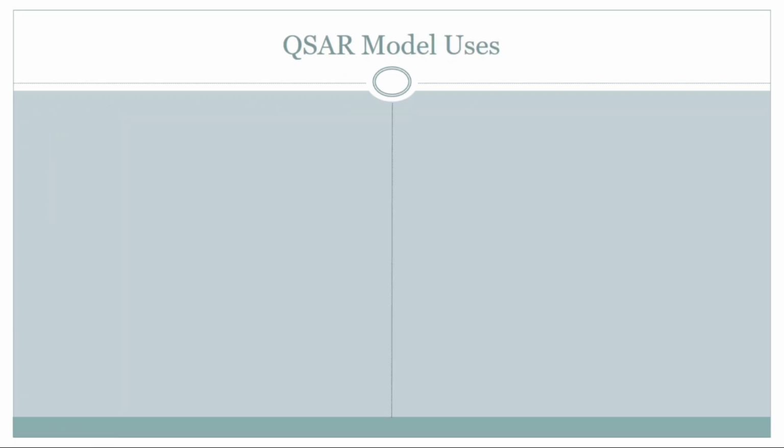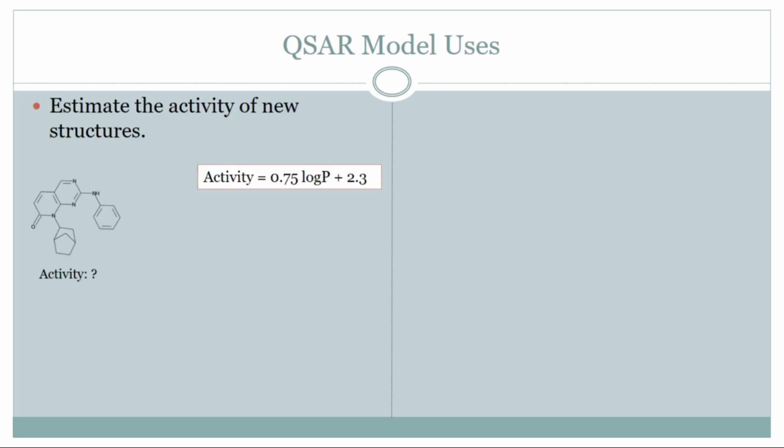Now this leads us to the QSAR model uses. So the first thing is the estimation of activity of new structures. So this is the main goal of almost all QSAR modeling approaches, is to be able to predict the activity of new structures with unknown activities. So for example, let's say we have this structure with unknown activity towards serum albumin. This is the equation which we just saw in the previous slide.